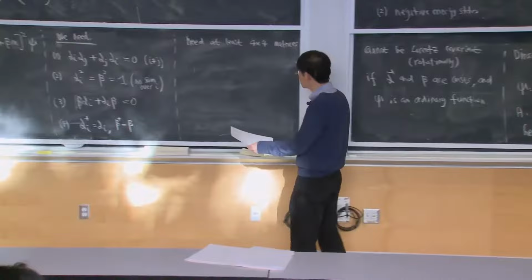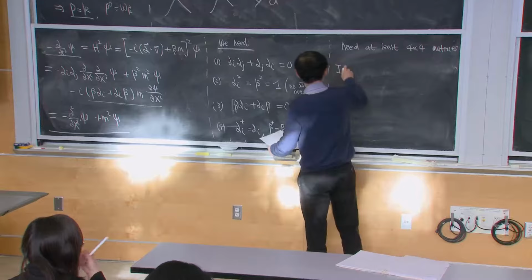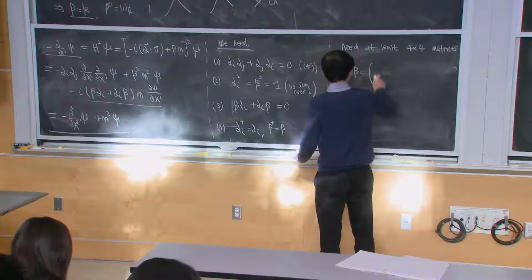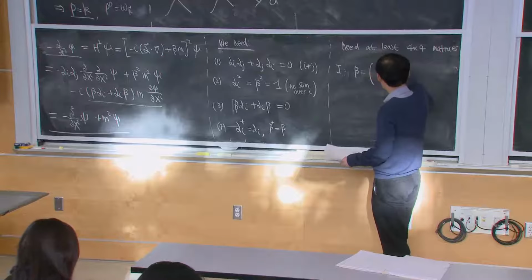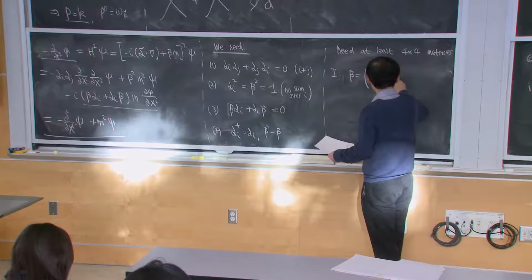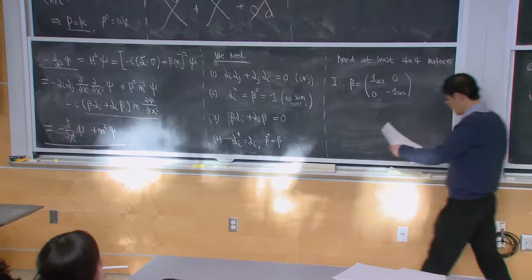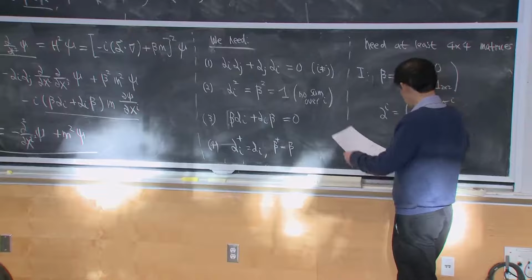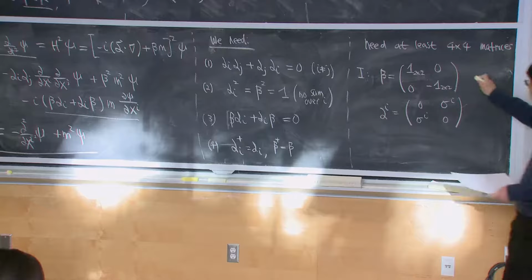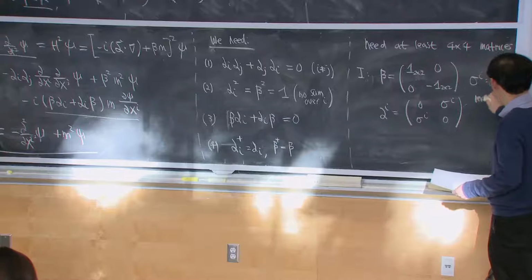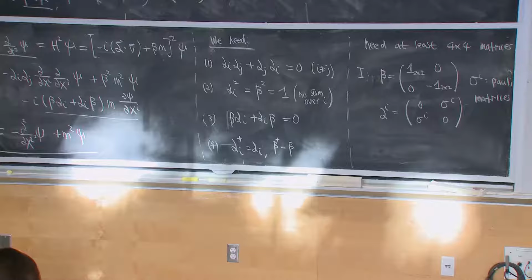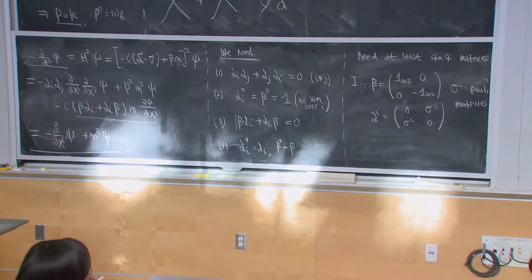And so let me give you some possible solutions. So for example, here is one solution. Say you take beta to be 1 and then minus 1. All matrices here should be understood as 2x2 matrices, okay? So all together it is a 4x4 matrix. So beta is given by this, so this is one solution. And alpha_i is given by 0, sigma_i, sigma_i, 0, and sigma_i are Pauli matrices, okay? So this is one solution. You can check yourself, I will not do it here. And this actually is a solution satisfying all these four conditions.